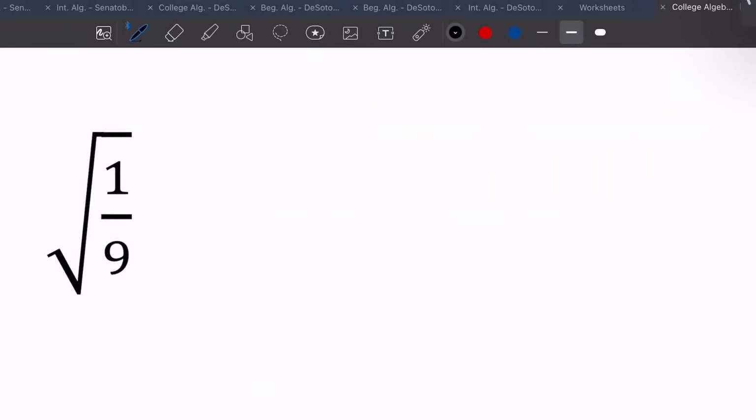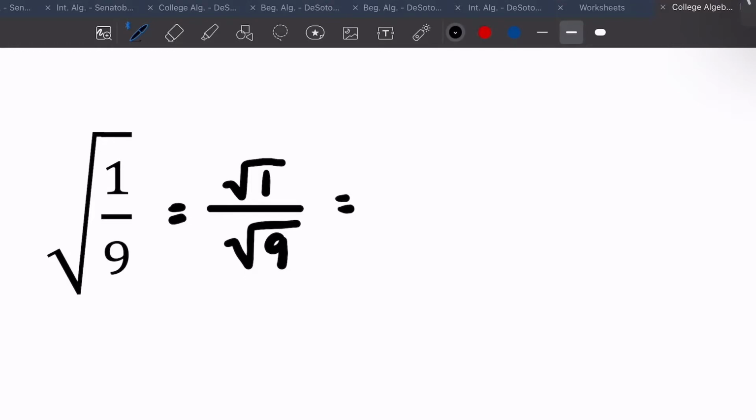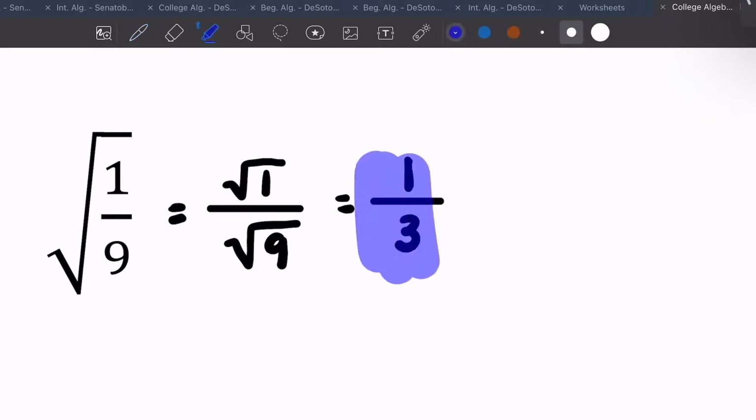Now, let's do another example. What if we put a fraction under our radical? So this is the square root of 1/9. We can take our radical to the numerator and to the denominator. So we have the square root of 1 over the square root of 9. We just took the square root to the top and to the bottom. We know that the square root of 1 is 1 because 1 squared is 1, and the square root of 9 is 3 because 3 squared equals 9. So our answer is 1/3.